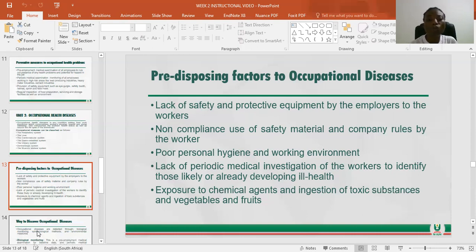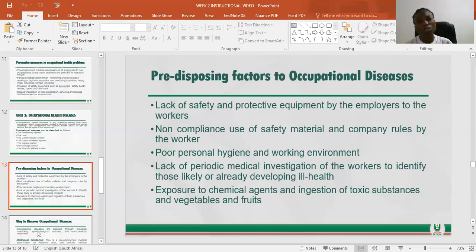Another thing that we want to mention is lack of periodic medical investigation. So when employees are not allowed to do periodic medical investigations, they wouldn't know whether their health is deteriorating or not. And non-compliance with the use of safety material. Very important, very important.